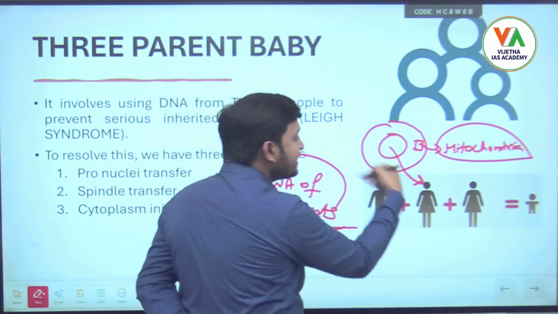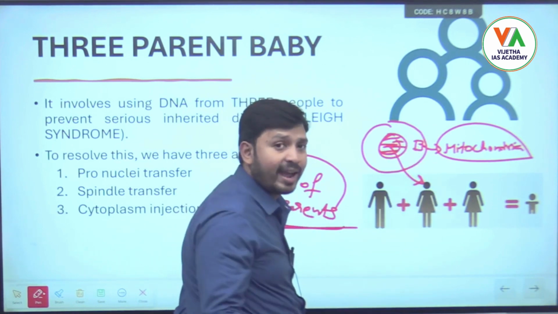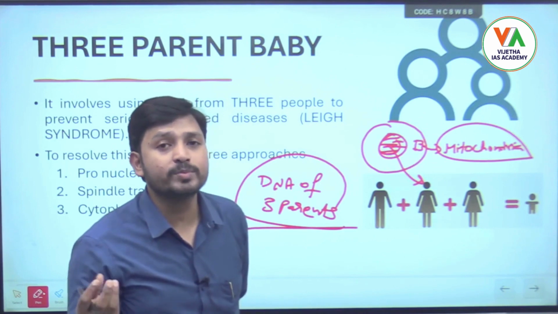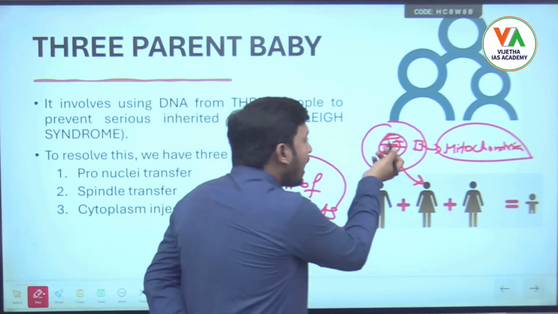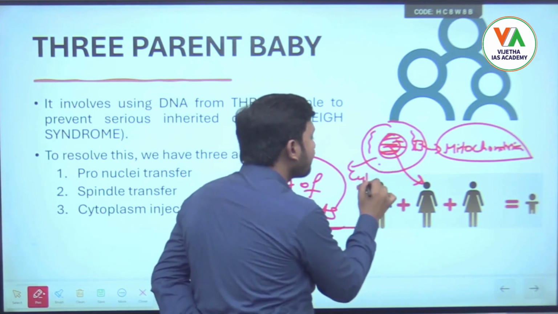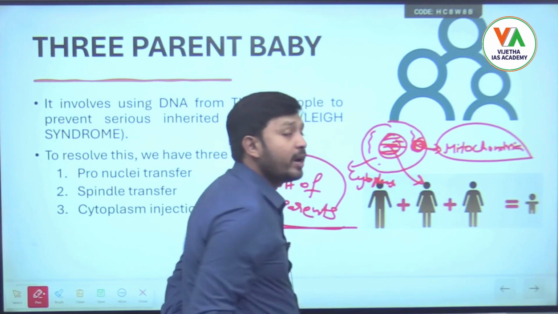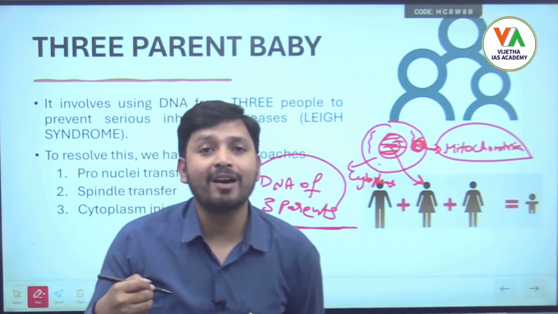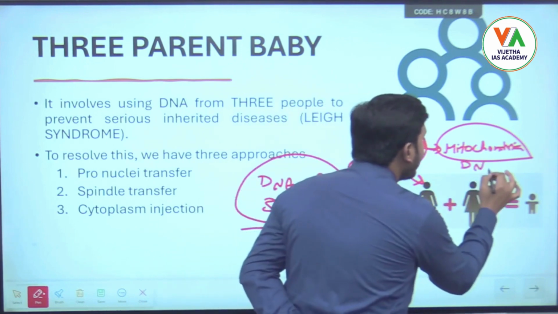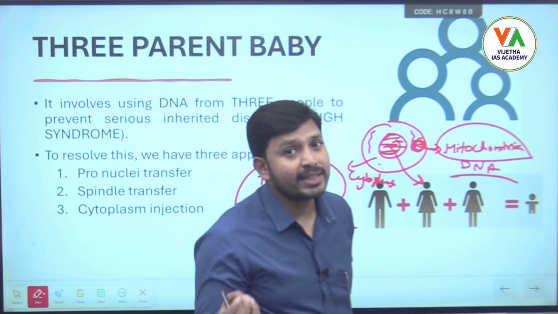If this is the cell, this is called the nucleus. Inside this nucleus we will have DNA, nothing but chromosomes. This portion is called the cytoplasm, and in this cytoplasm we have mitochondria, and this mitochondria will have a DNA called mitochondrial DNA. So DNA either will be there in the nucleus or it will also be there in the mitochondria.